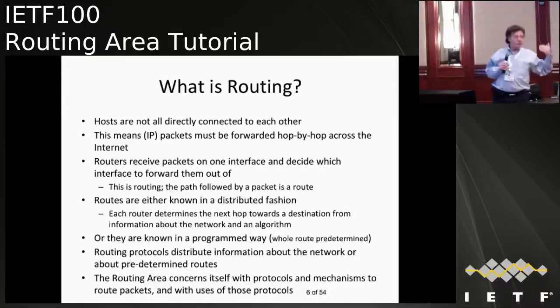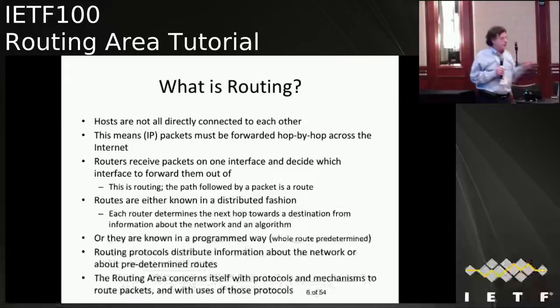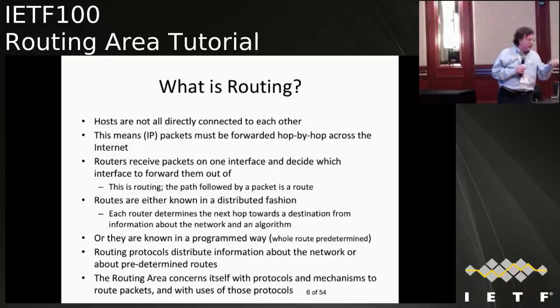So routers receive a packet, they look at the destination IP address, they decide where it needs to go, and they send it on its way. Now, there are lots of refinements of that, lots of variations, but that's the basic problem. And generally, routes are known in a distributed fashion. There are some ways that we can program routes across portions of the network, but if you think about the network as a whole, it is a distributed environment, and routing is fundamentally a distributed computation.